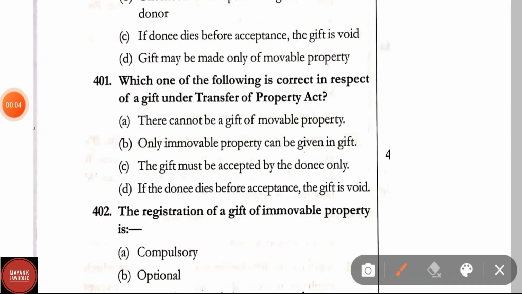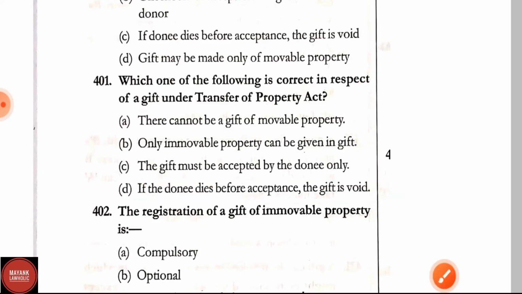Question number 401. Which of the following is the correct statement of a gift under the Transfer of Property Act? Options are: there cannot be a gift of movable property; only immovable property can be given in gift; the gift must be accepted by the donee only; if the donee dies before acceptance, the gift is void. Here, option D is the correct response regarding gift.